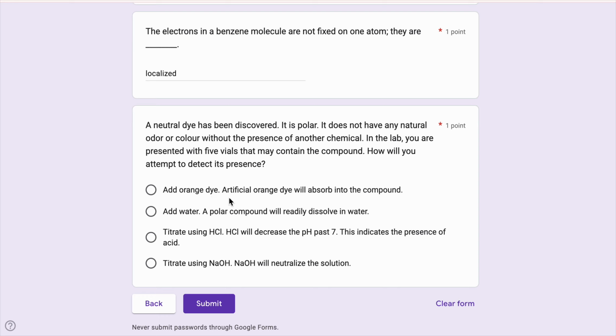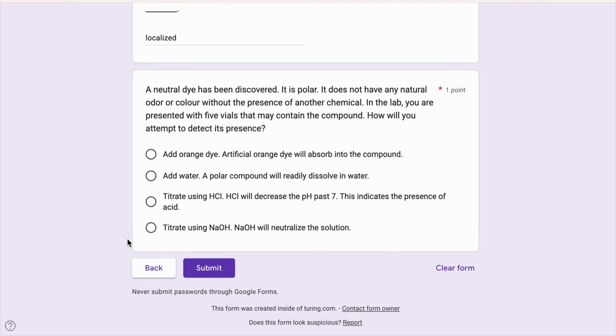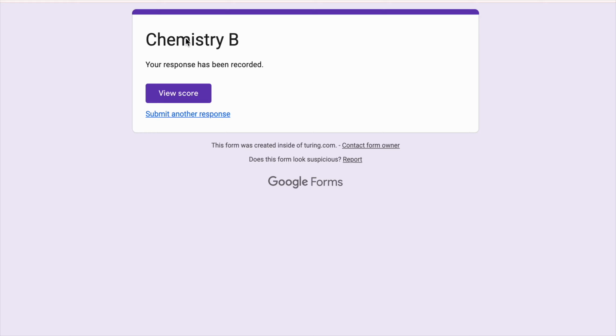Add orange dye. Artificial orange dye will absorb into the compound. Add water. A polar compound will readily dissolve in water. Titrate it with NaOH. Will neutralize the compound. Now I have submitted my responses.